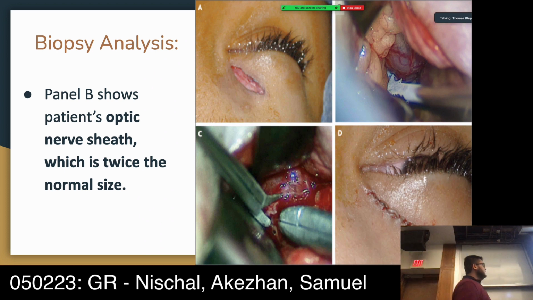And so they did a biopsy analysis for this patient, and optic nerve sheath biopsies are very rare just because it's so close to the optic nerve itself. And so there's a very high risk of damaging the optic nerve. But the doctors deemed it necessary, and not a significant risk for the patient, because she had the vision loss for such a long time. They thought it would be successful. And you can see in panel B that the optic nerve sheath is twice the normal size for the sheath itself.